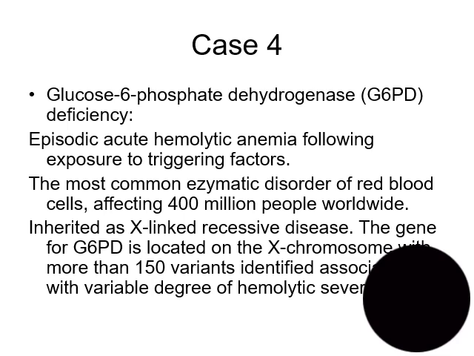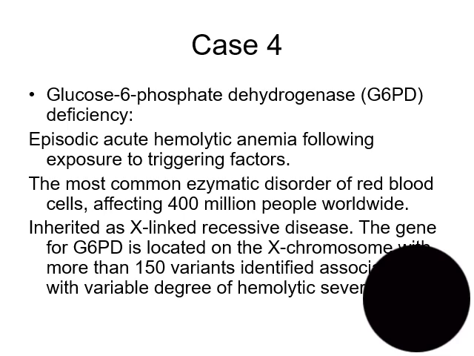South Asian population. The disease is characterized by episodic acute hemolytic attacks following exposure to certain triggers, and these triggers can be things like infection, diabetic ketoacidosis, or exposure to certain medications, or even food supplements such as fava beans, as we saw in the example.